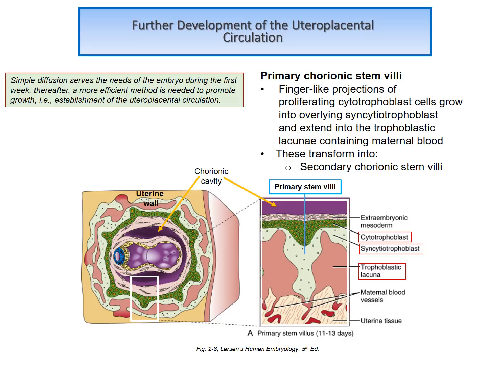Recall from a previous slide that trophoblastic spaces or lacunae formed within the syncytiotrophoblast join and merge with maternal blood vessels. Between days 11 and 13, the cytotrophoblastic cells proliferate and form finger-like projections that grow into the overlying syncytiotrophoblast and extend into the trophoblastic lacunae to form primary chorionic stem villi.